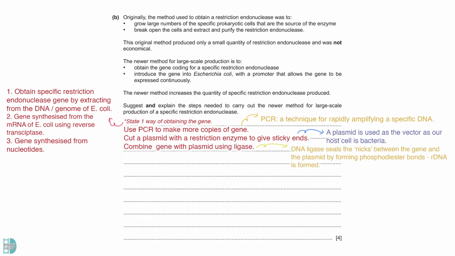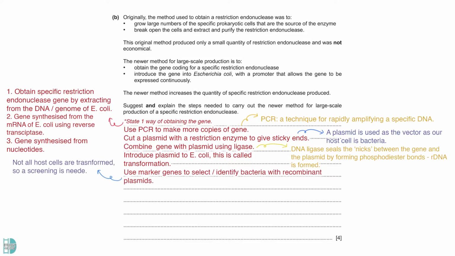After adding the gene into the plasmid, combine them using ligase. DNA ligase seals the nicks between the gene and the plasmid by forming phosphodiester bonds. When ligation is done, we now have the recombinant DNA. The recombinant DNA can now be introduced into the host cell. This is called transformation.